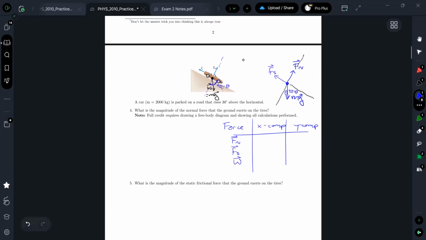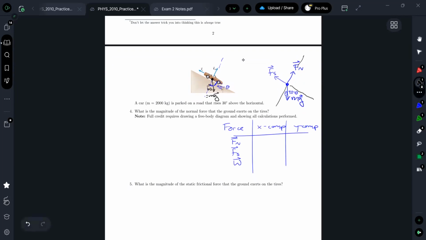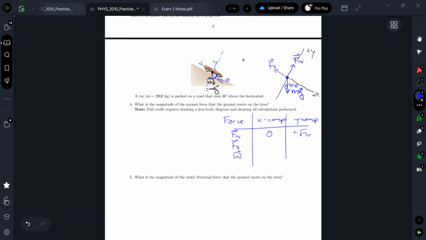Weight. I look at which of those go in the positive X and Y directions. In this case, positive X is down to the right, and positive Y is upward, away from the ramp. So the normal force has no X component based on those axes, 0. But it does have a Y component of positive, whatever the magnitude of that force is, whatever its size is.